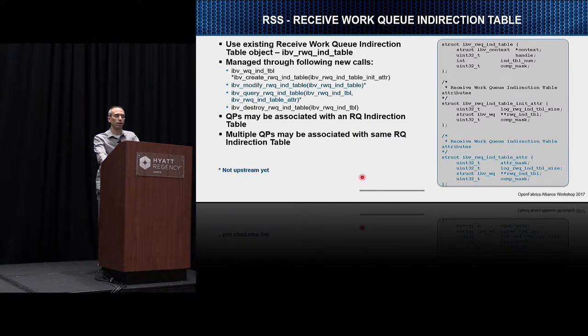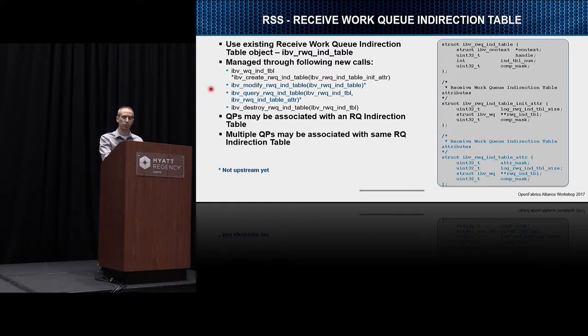The receive work queue indirection table is a table of work queues, essentially. So you can have multiple work queues. Each work queue can be associated with its own receive completion queue, or can share a receive completion queue with other work queues. This indirection table is managed by the following verbs. The black ones are already upstream, the create and destroy. We will be adding also modify and query verbs to this indirection table in order to allow dynamic change and update of the indirection table based on CPU utilization and CPU load. So essentially, an application can perform load balancing of processing streams across cores based on the actual load of those cores.